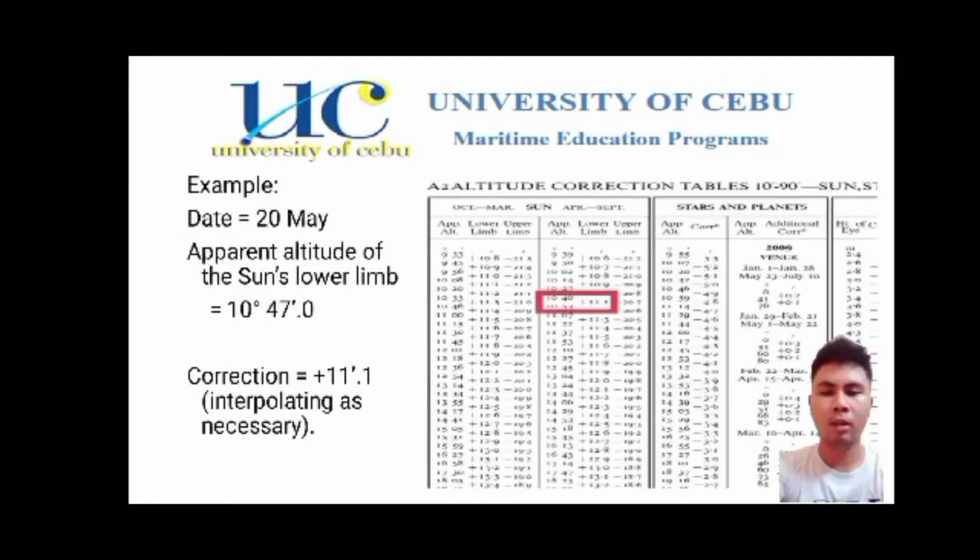Next slide. For example, the date is the 20th of May, so we find May in the April to September part of the table. The apparent altitude of the sun's lower limb is 10 degrees 47 minutes. As we can see here, 10 degrees 47 minutes is in between 10 40 and 10 53. So the correction is positive 11 minutes point 1, interpolating as necessary.